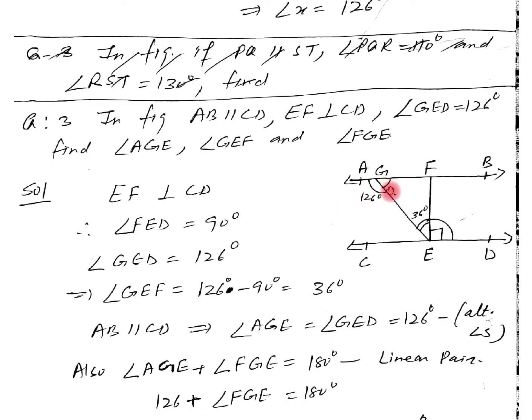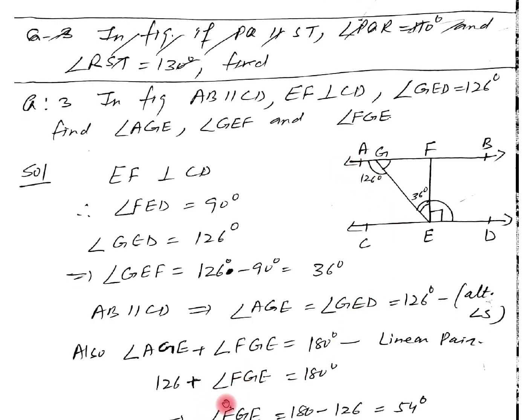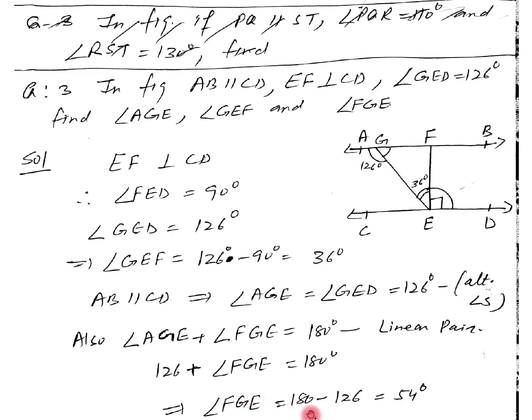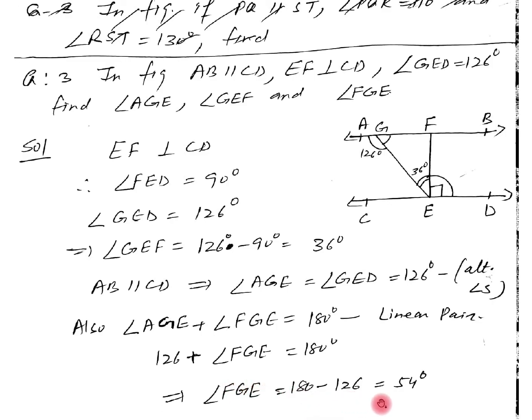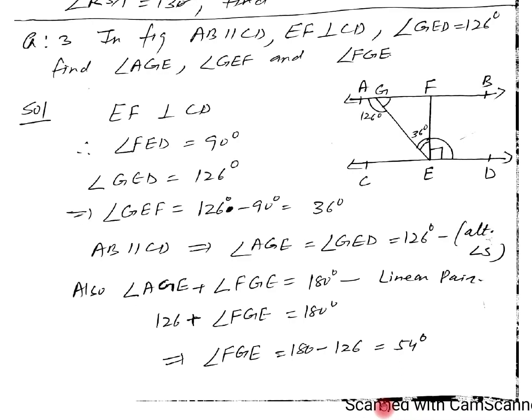Now here again let us see in this figure. Now we have to find out this angle. Now angle AGE plus angle FGE equal to 180 degree. This is a linear pair. So this is the straight line, this is the ray standing on it. Therefore the sum of these two angles must be equal to 180 degree, linear pair. Putting the value of angle AGE 126 degree, we are getting FGE equal to 180 minus 126 equal to 54 degree. This is about question number 3.